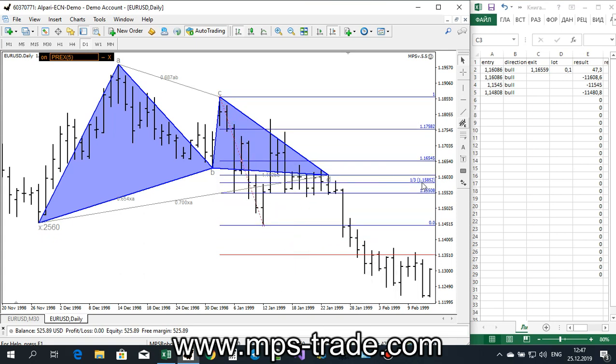1.1585. Control C, Control V, and here you have it. Now as for trading, the first trade was 0.1, the second trade was 0.2, and the third one was 0.3. So every time we were increasing it.